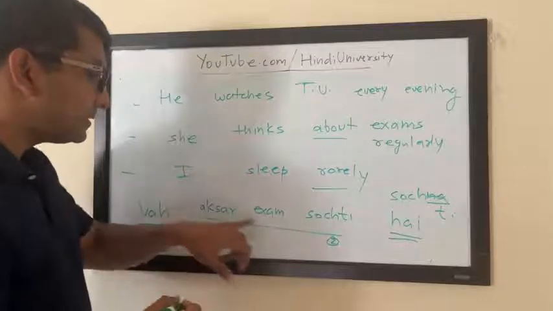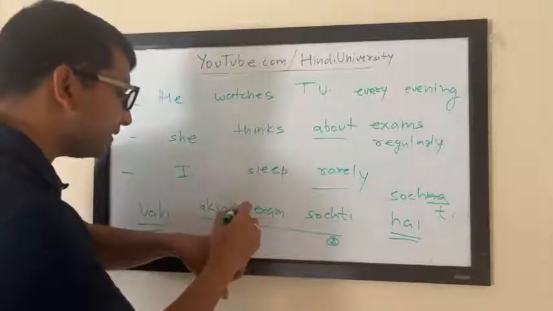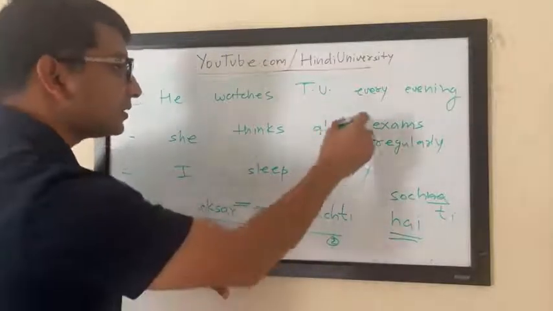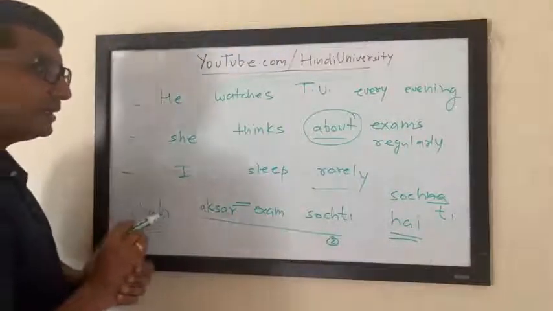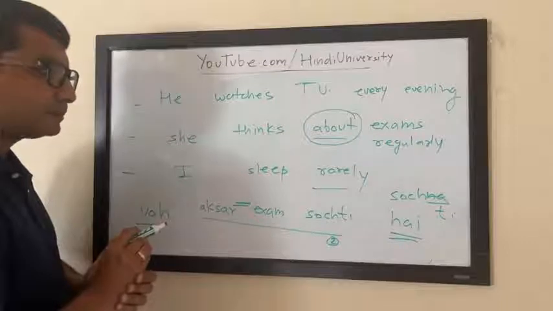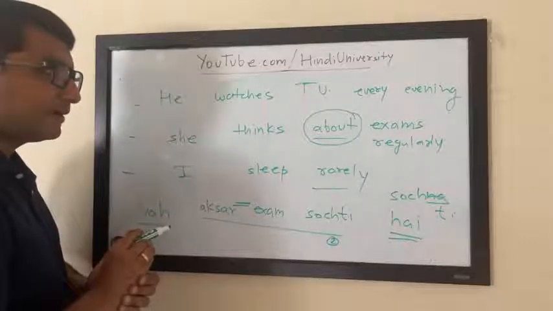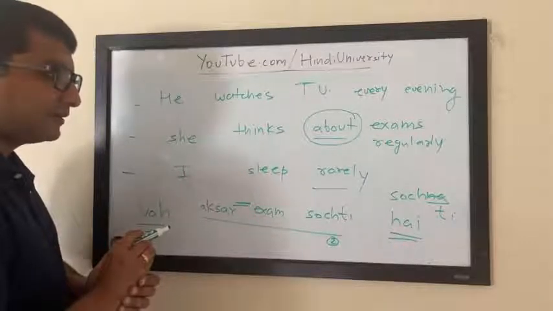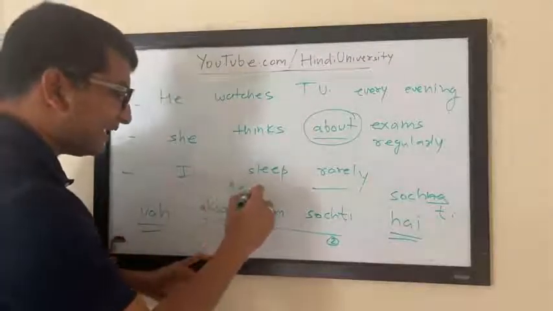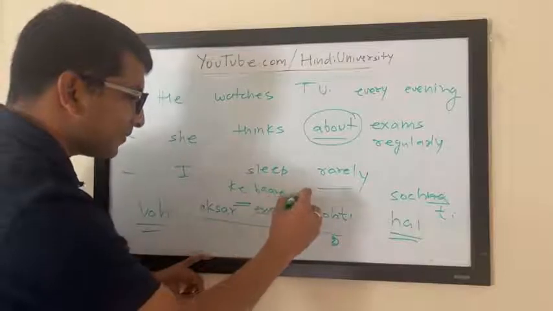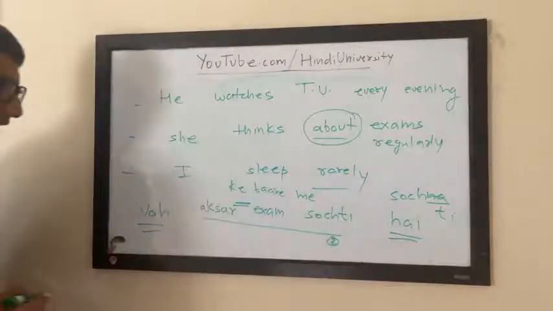Then you said, vah exam. If something is missing here: about. Do you remember how to say about in Hindi? I'm sorry, I don't know. Will I use par to think on them? About? Ke bare mein. Awesome. Ke bare mein. Remember? Ke bare mein. So now say it again, the whole thing.